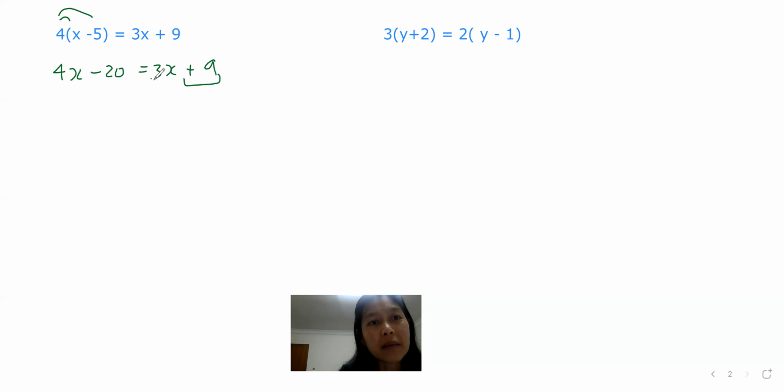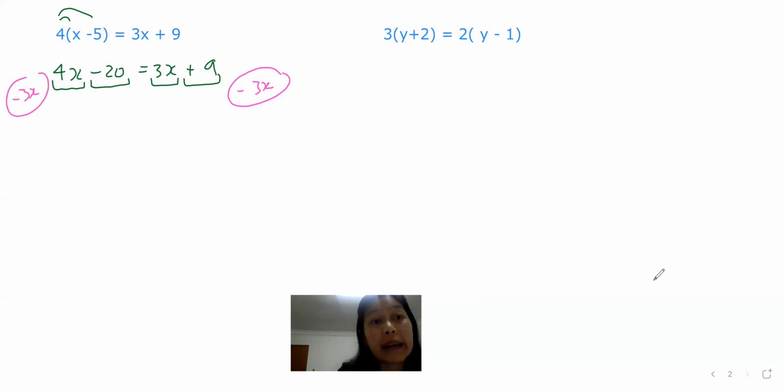Guys, see this is a term. 4 terms. So it's up to your strategy. If you like to collect the x first or you want to collect the number first, it's completely up to you. Okay, give it a go and see what you get. For example, based on experience, it's easier for me to take away 3x because 3x is smaller. So you take away 3x from this side and then take away 3x from this side.